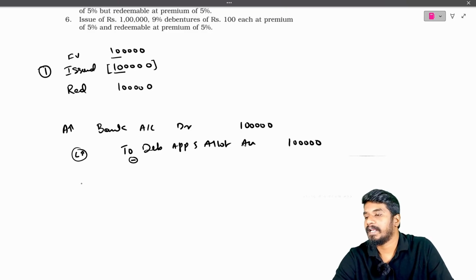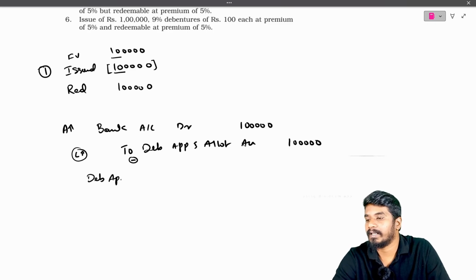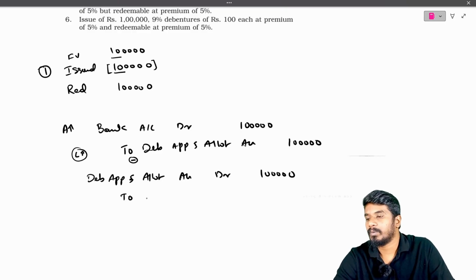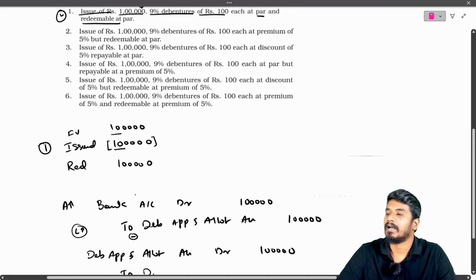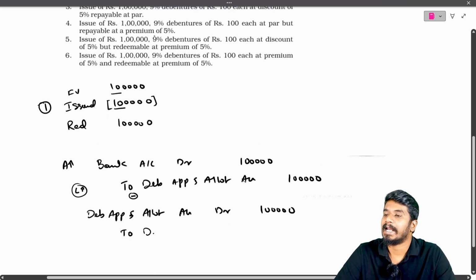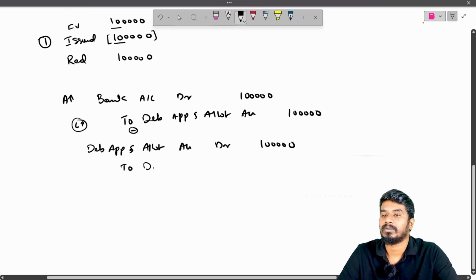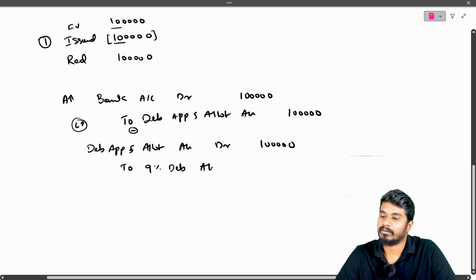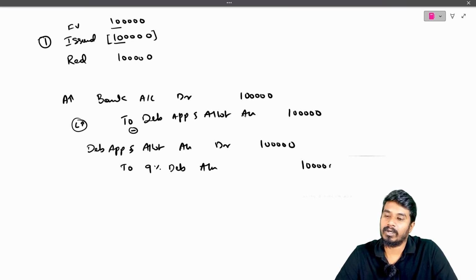Now we will reverse this entry because we need to transfer it to the debenture account, correct? So from this temporary account we will transfer it. Debenture application and allotment account will get debited for 1 lakh, right? Then two, directly we will transfer to the debenture account. What percentage of debenture? It is 9% debenture, so you need to write it as it is, right? 9% debenture account, so it will get credited for 1 lakh. The first case is done.